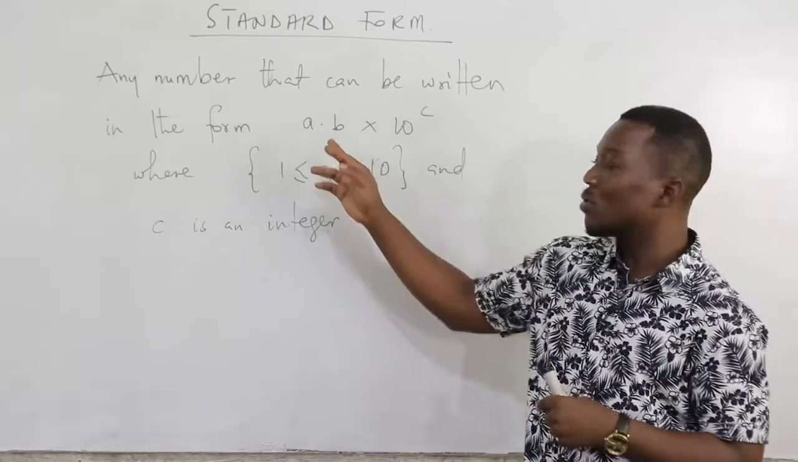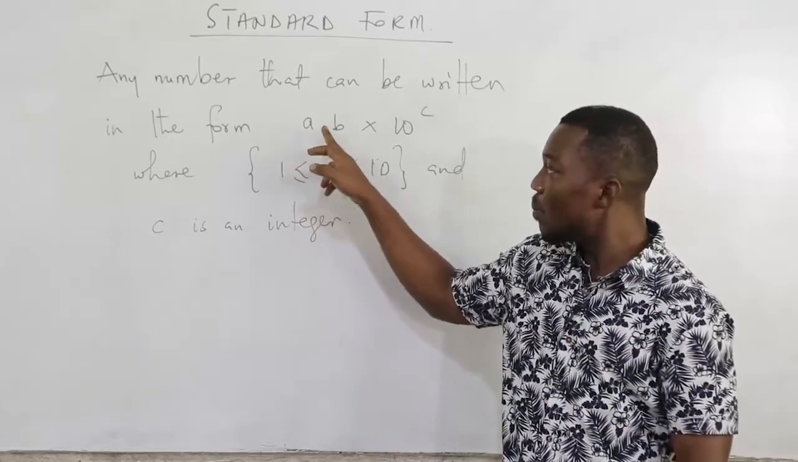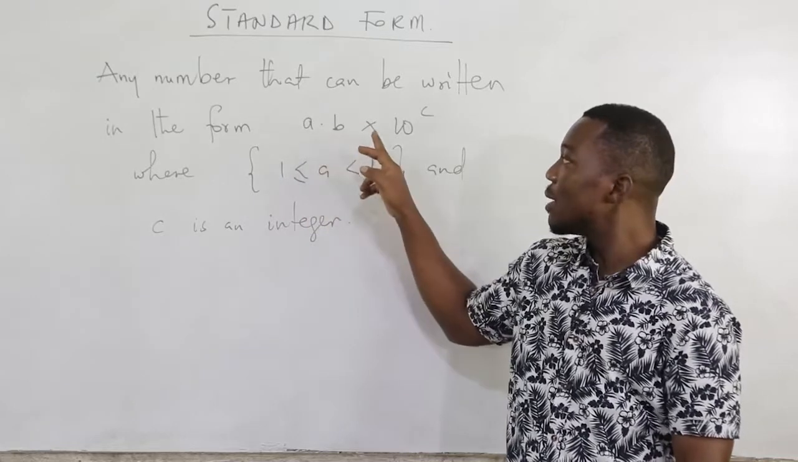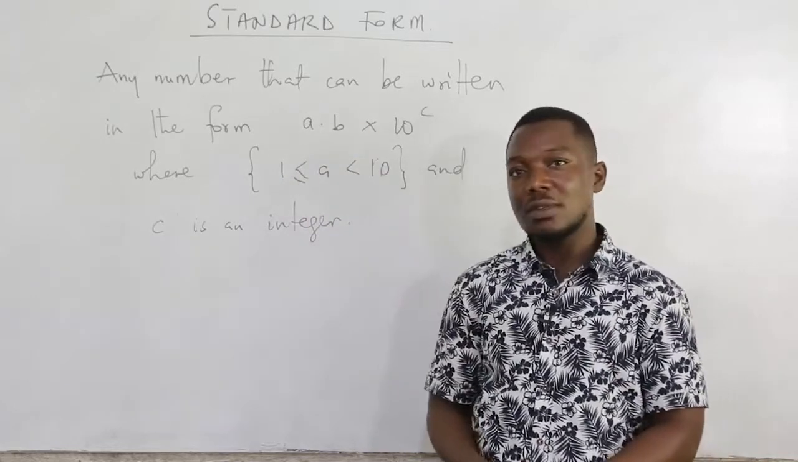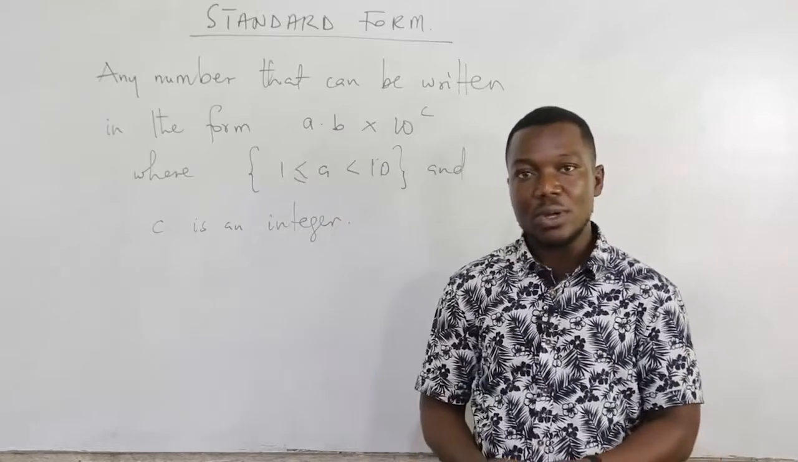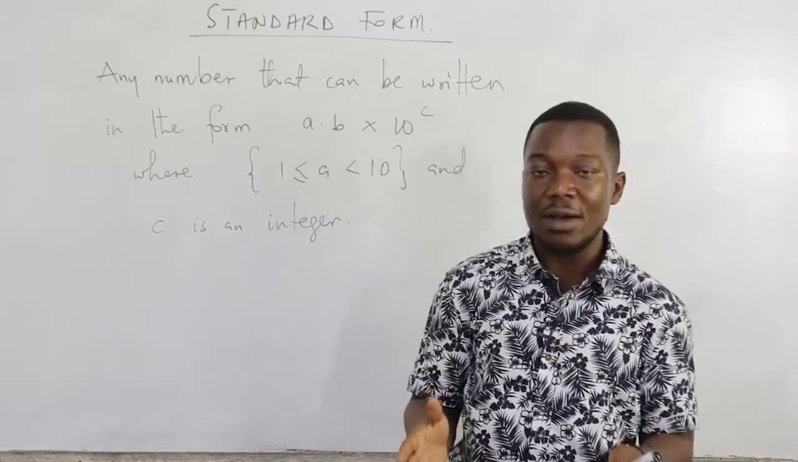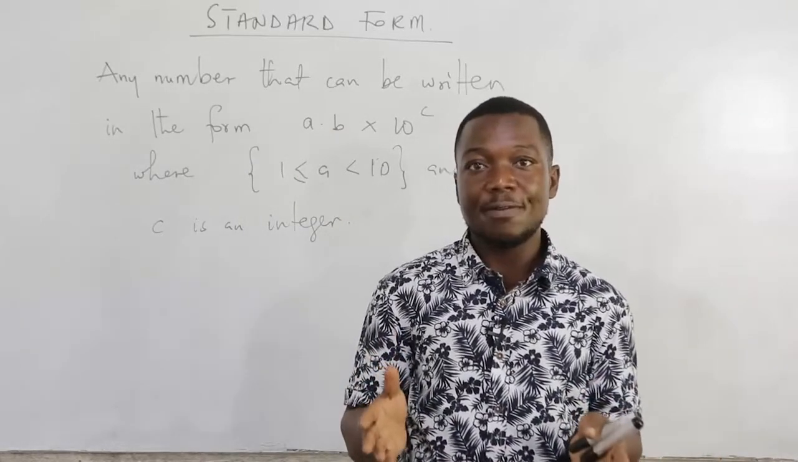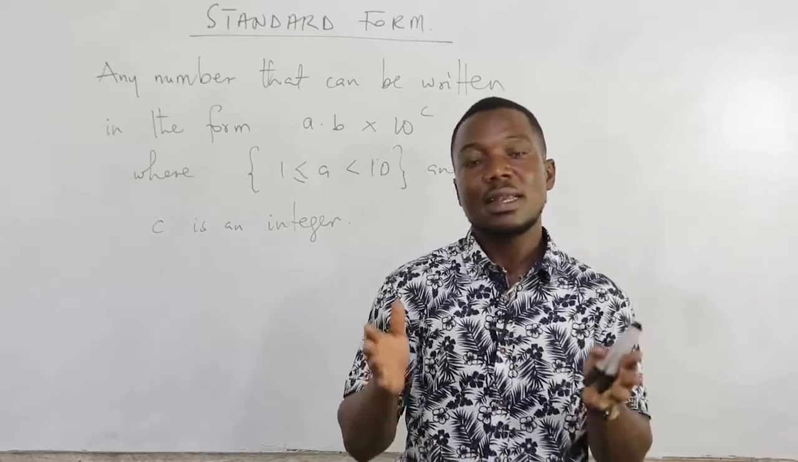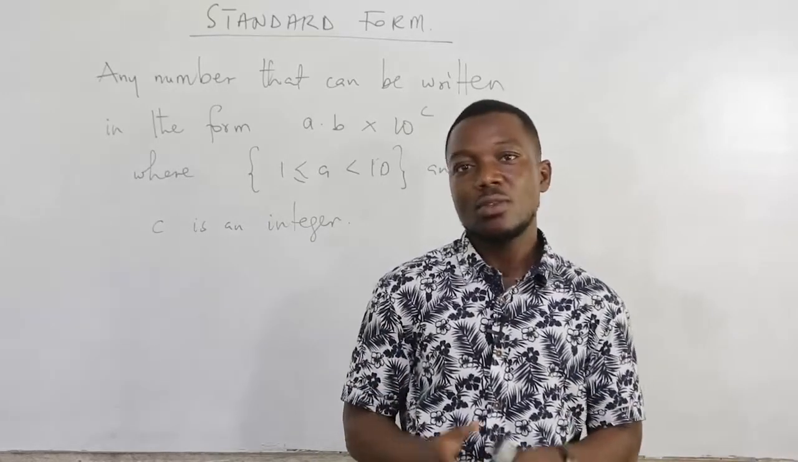Remember, we are saying that it's in the form a dot b times 10 raised to the power c. This dot is a decimal point. It means that whatever figure you are going to have, you are going to express it such that the first number is less than 10. So let's pick an example.